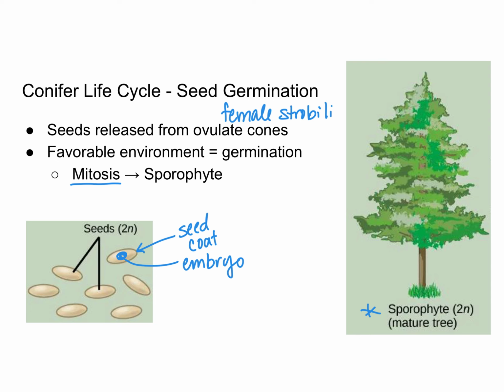And what you're seeing here, basically this entire tree here, is the sporophyte of the conifers. And then remember that the cones on the sporophyte contain the gametophyte generation.